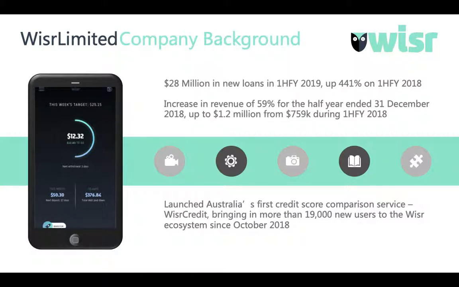Weezer has been doing really well over the past few years, regardless of the fact that it's a newly established company. They've obtained $28 million in new loans in the first half of 2019, which increased 441% compared to the same period last year. The revenue rose 59% since 2018, from $759,000 to $1.2 million. They have also launched Australia's first credit score comparison platform, bringing in more than 19,000 new users to the ecosystem.